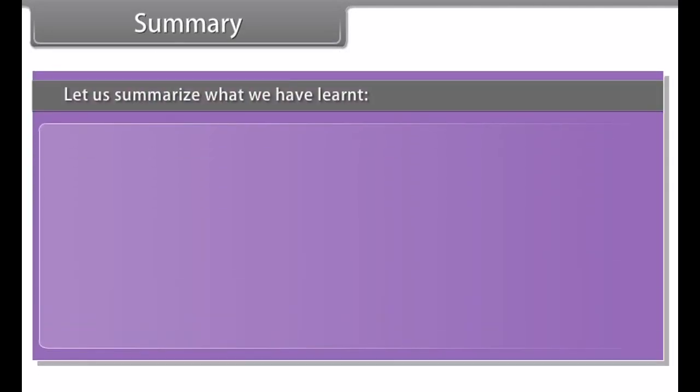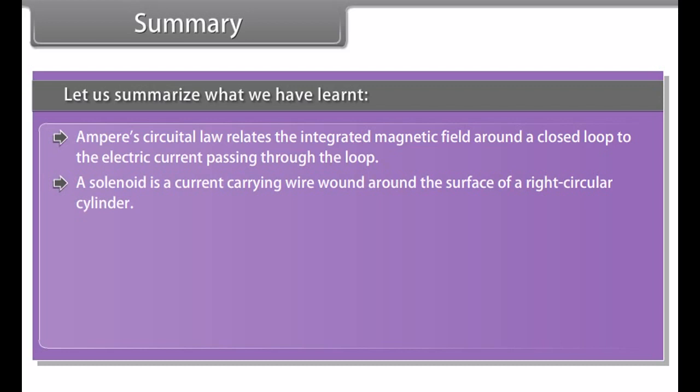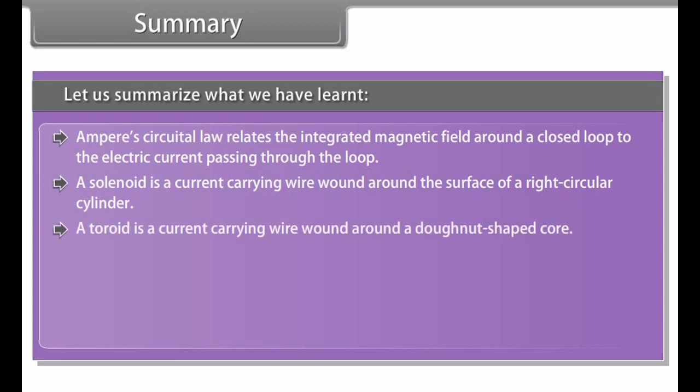Let us summarize what we have learned. Ampere's circuital law relates the integrated magnetic field around a closed loop to the electric current passing through the loop. A solenoid is a current-carrying wire wound around the surface of a right circular cylinder. A toroid is a current-carrying wire wound around a donut-shaped core.